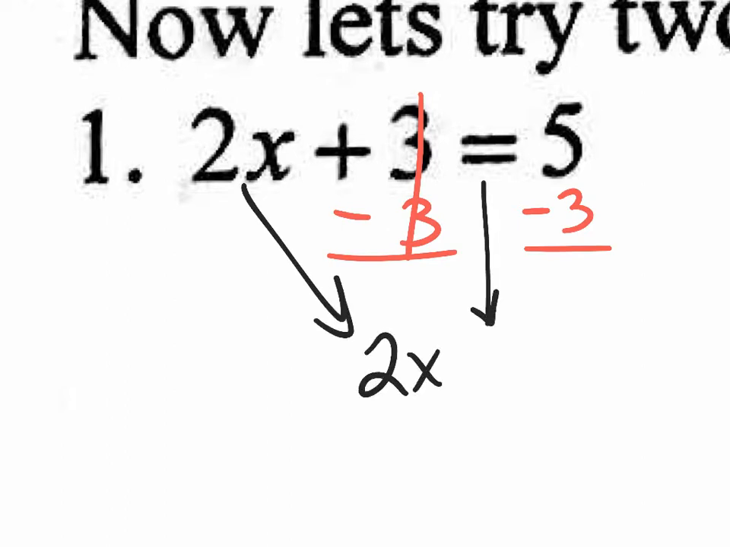The equal sign comes down. 5 take away 3 is 2. I'm sorry, I didn't bring down the equal sign. And now we have a one-step equation left. The original was 2-step. Now we have 1 step left.